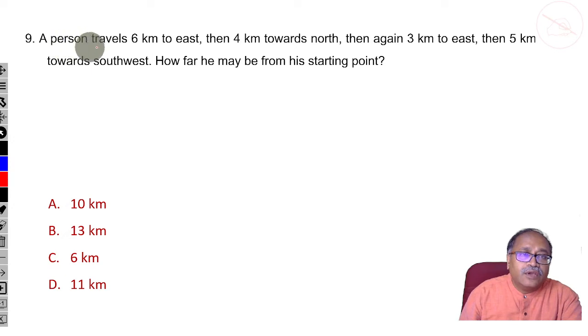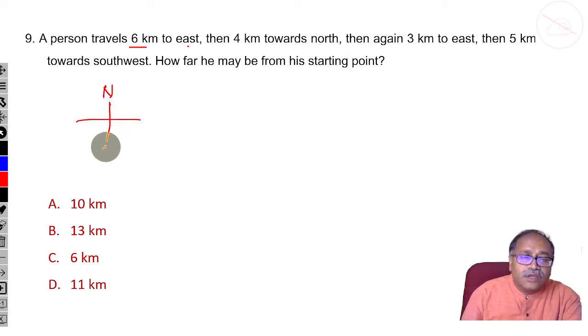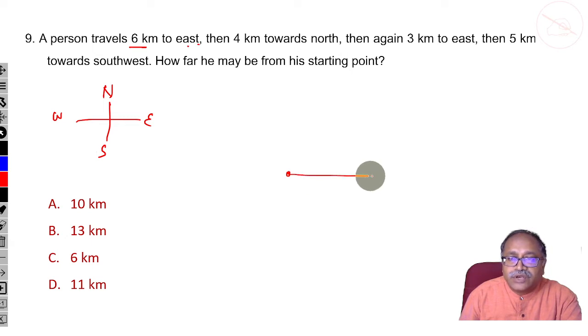Next question. A person travels 6 km to the east, then 4 km to the north. We know that these are the basic directions. This is north, east and north, south, east and west. So 6 km towards the east. Let's assume that this is the starting point. Here 6 km and then 4 km towards north. So here it is another 4 kilometers north.